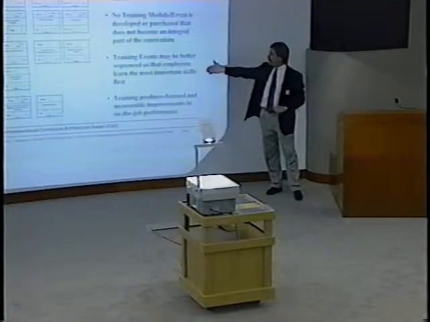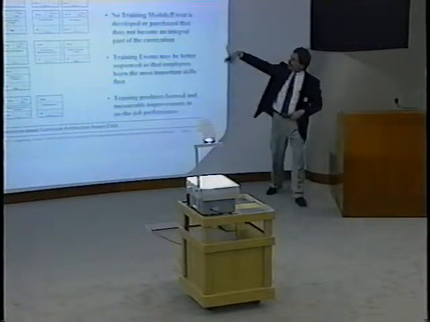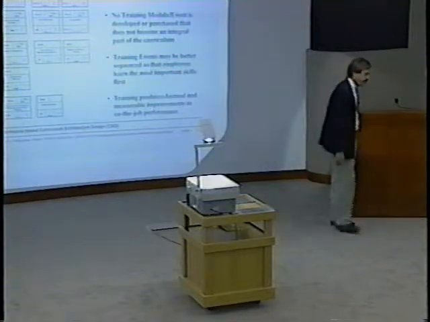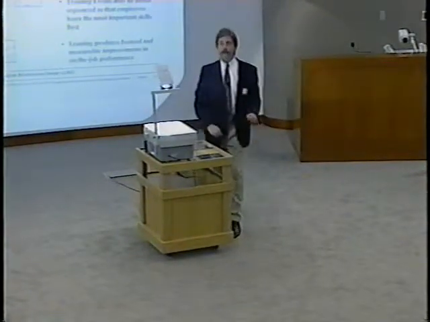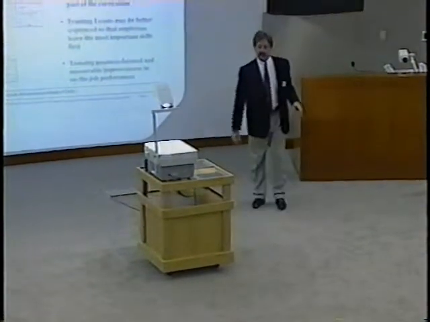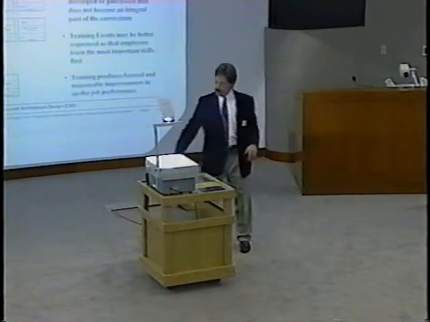Training events may be better sequenced so that employees learn the most important skills first. Over here is a representation of a curriculum path. It's got the courses, the training events on there. Some of you may be familiar with Spartan Explorers. They just re-engineered for a price tag of $72 million for a promise of $550 million. Somebody forgot to calculate the training costs into that investment.